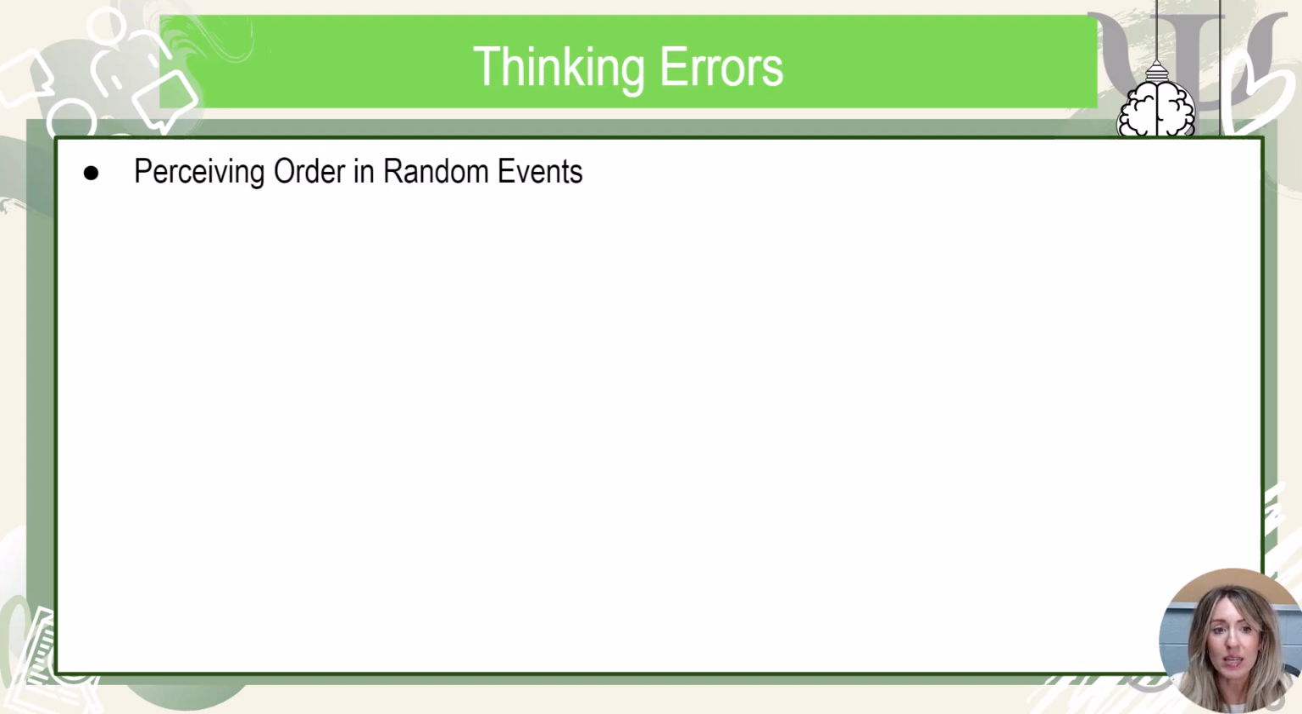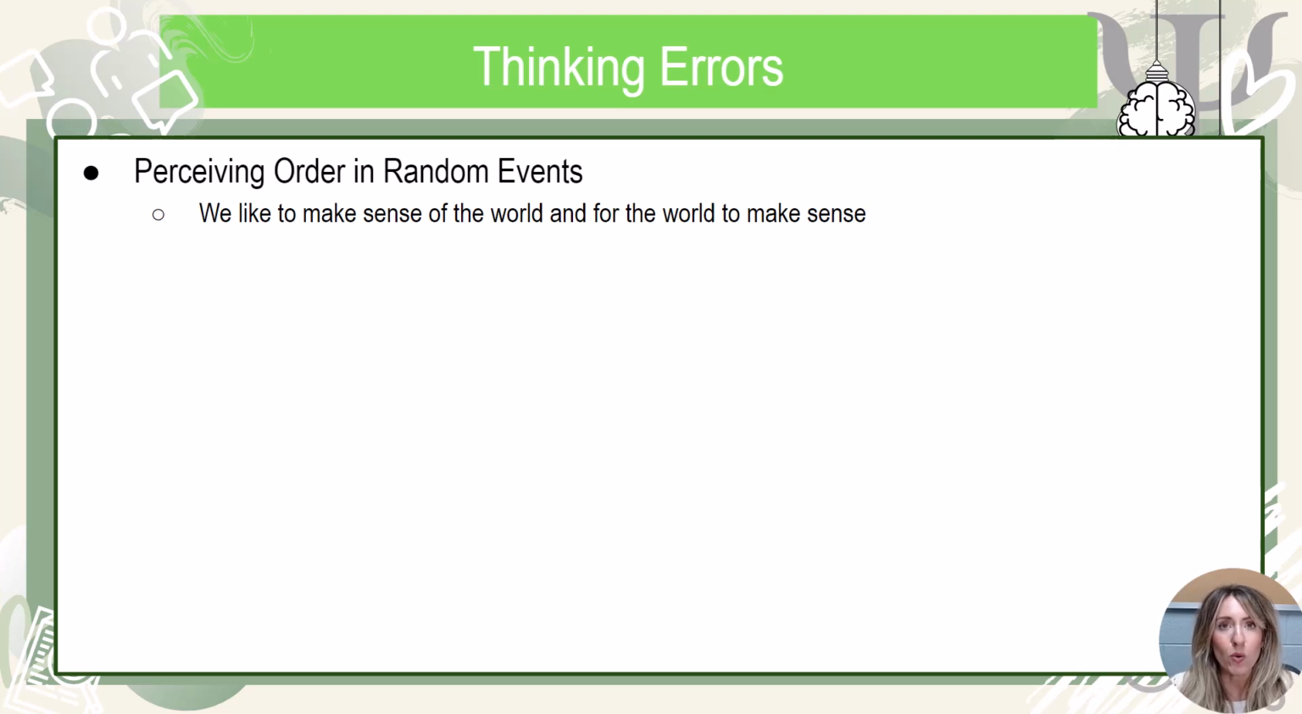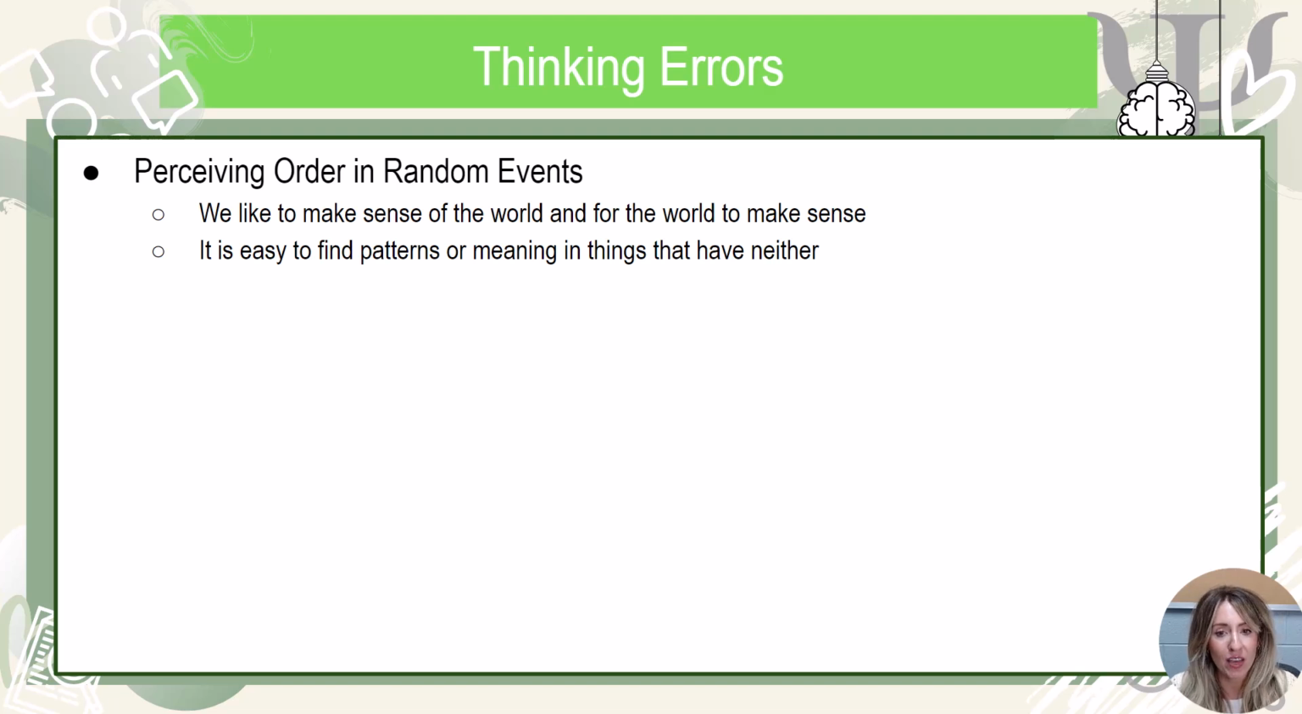And then the last one is that we like to perceive order in random events. So what is this? Humans, our brains, like to make sense of the world. We like the world to make sense. So everything should go in an order. Things happen for a reason. Because we like to do this, it's really easy to find patterns or meaning in things that have neither.